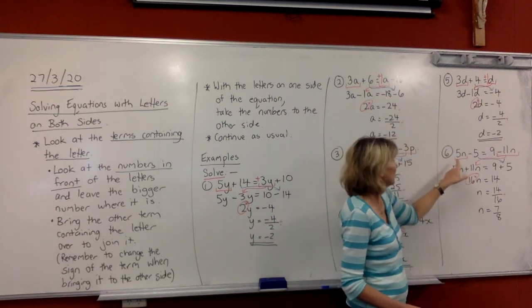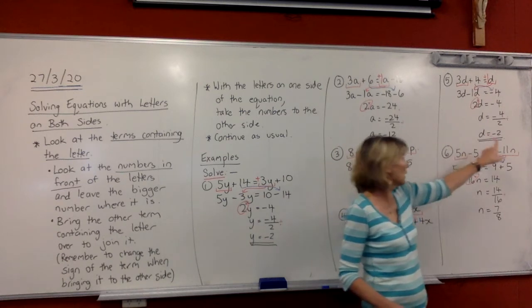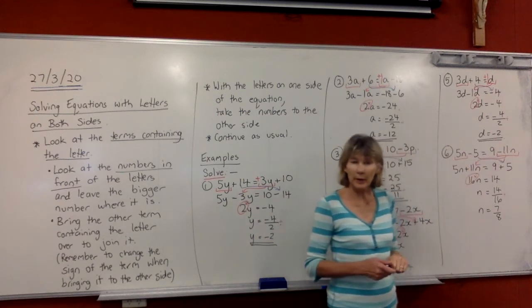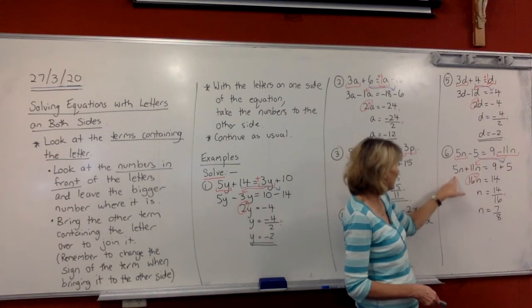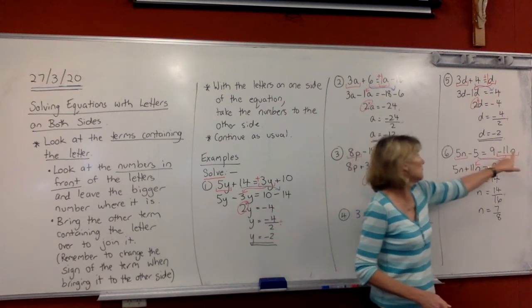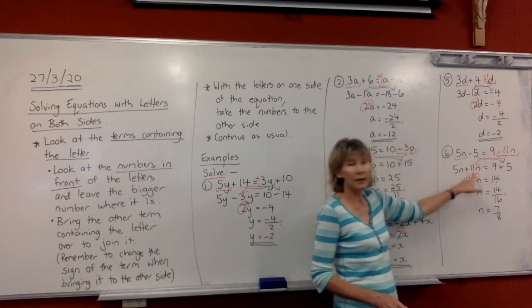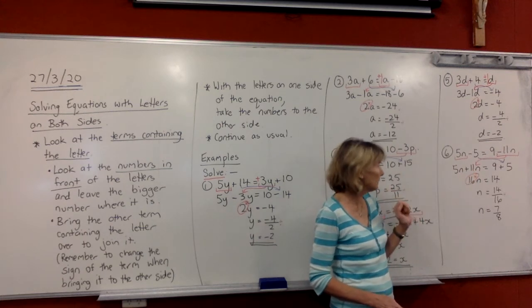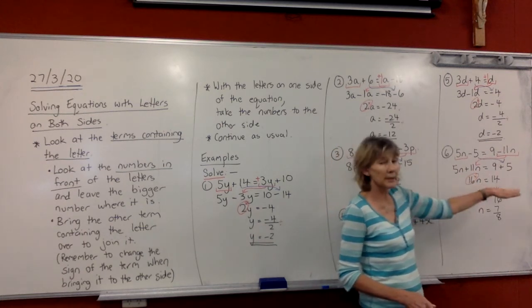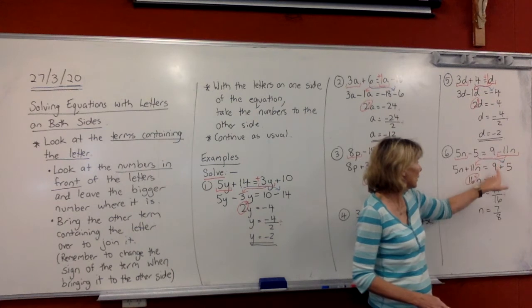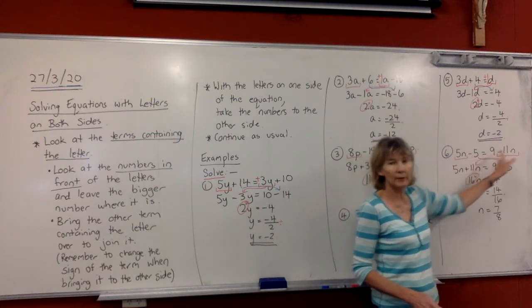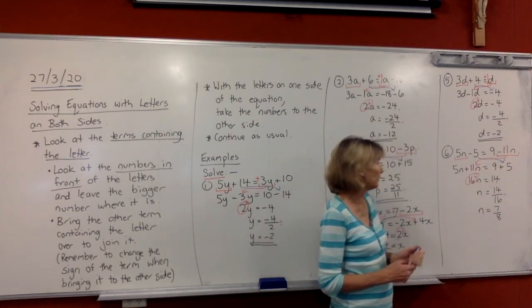The last one here is number 6. Same thing again. We have 5n and minus 11n. The bigger of those is 5. So we're keeping the 5n here. Move the minus 11n across to become plus 11n. That means the numbers are all on the other side, so we'll keep our 9 here. And the minus 5 comes across to become plus 5.